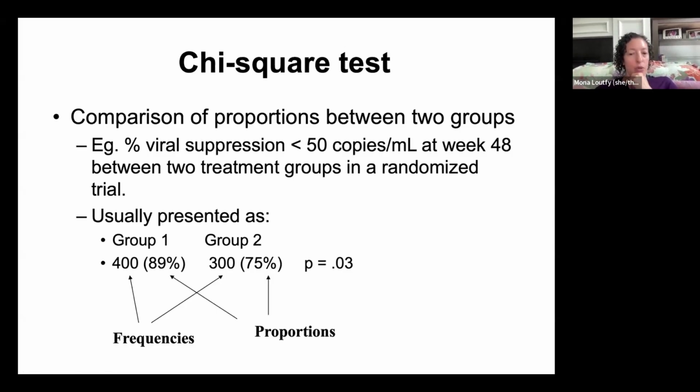And then categorical variables. Here's an example where we look at the percentage that have viral suppression, less than 50. Group one, 89%, or 400, had viral suppression, and group two, 300 did. That number is a frequency, and the 89% and 75% is the proportion. Is there a statistical difference between the two? Because they're categorical variables and we're comparing percentages, we're using chi-square, and the p-value is 0.03.